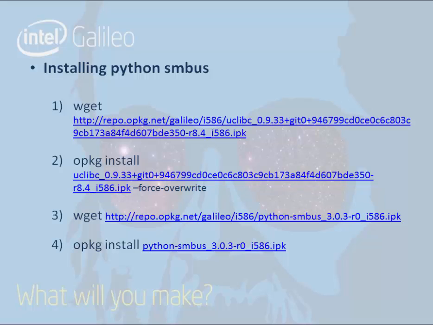In order to use this library, we will have to install the Python SMBus module on Galileo. We can install Python SMBus by following the steps given on the screen. Please make sure that we use the --force-overwrite switch while installing the uclibc package. Because if we do not use this switch, we get an error saying that this package wants to update the libc6 package. Please use this switch and do not remove the libc6 package. I repeat, do not remove the libc6 package.